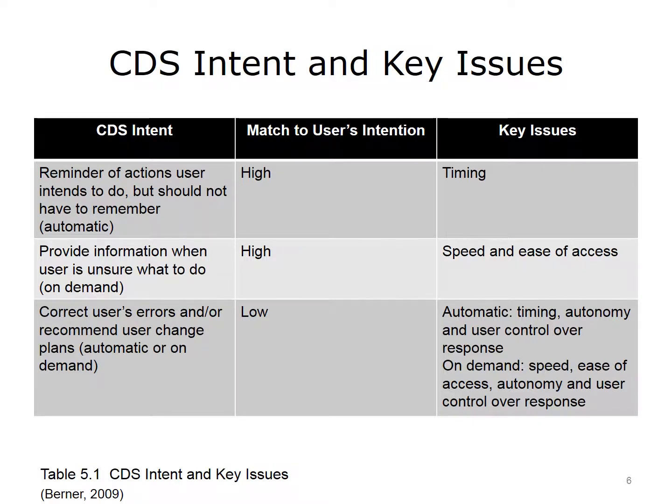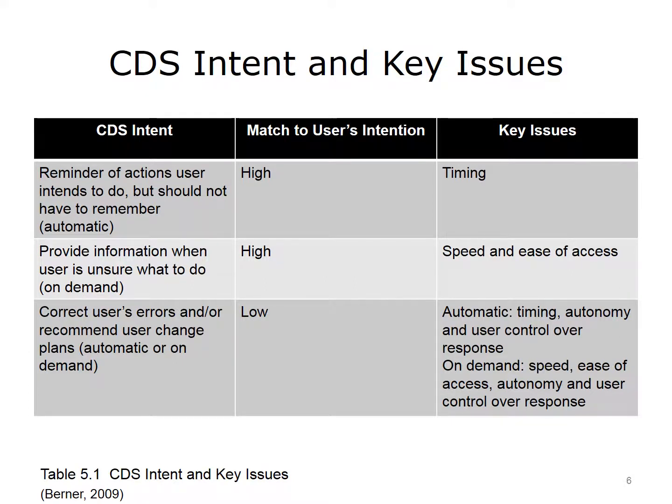Next under CDS intent is an on-demand intervention, one that provides information when a user is unsure of what to do, or a request for consultation. In this instance, it is speed and ease of access that the user is looking for. Accordingly, users may recognize the need for information, but may be willing to access it only if they can do so efficiently. If access is too difficult or time-consuming, potential users may choose not to use the CDS.